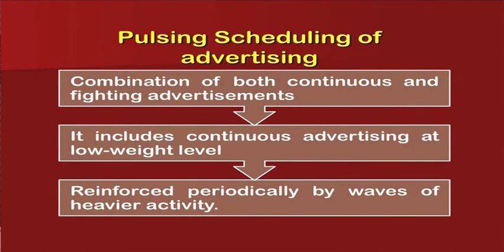Then is pulsing scheduling of advertising. It is a combination of both continuous and fighting advertising schedules. It includes continuous advertising at a low weight level, reinforced periodically by waves of heavier activity. Now, pulsing scheduling would be a combination of both, that is continuous advertising given at a low weight and fighting advertisement given in schedules which are concentrated in particular seasons and in particular activity based events.